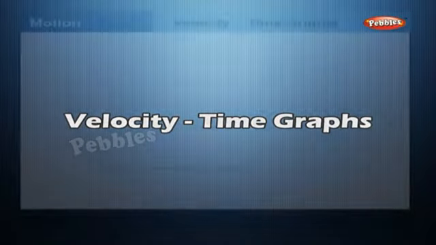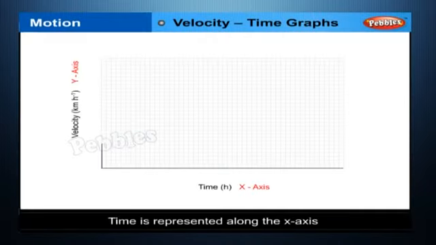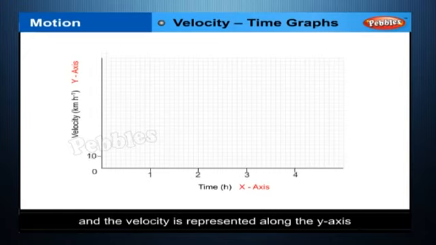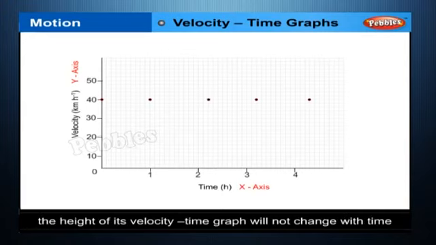Velocity-time graphs. In this graph, time is represented along the x-axis and the velocity is represented along the y-axis. If the object moves at uniform velocity, the height of its velocity-time graph will not change with time. It will be a straight line parallel to the x-axis.